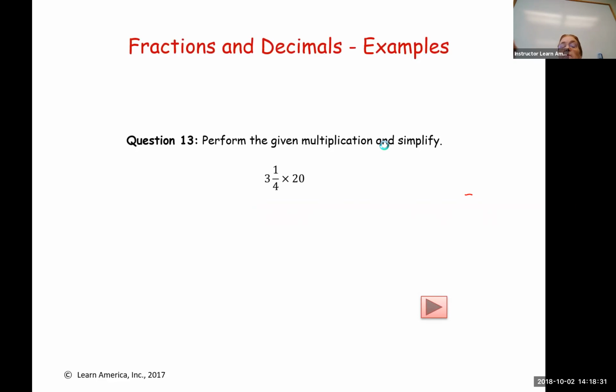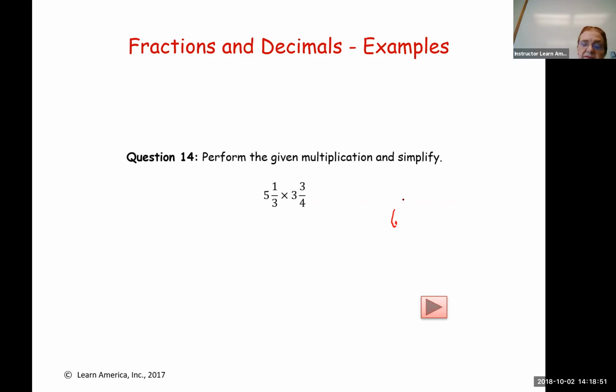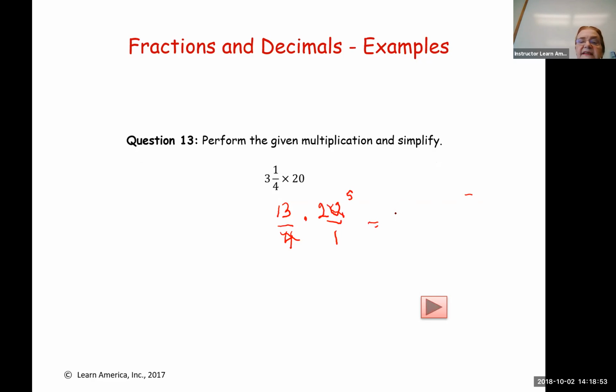Okay. To perform the multiplication and simplify, the easiest way to do the multiplication is to change the 3 1/4 into an improper fraction. So this gives us 13 over 4, which we then can multiply by 20, which is like 20 over 1. And the 4 can divide into the 20, and we wind up with 65.